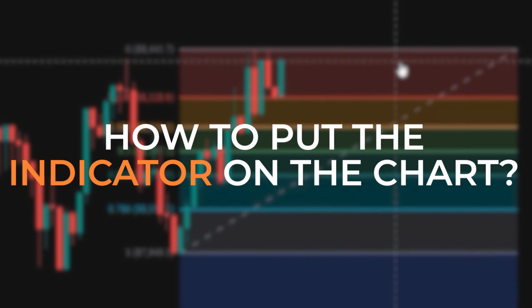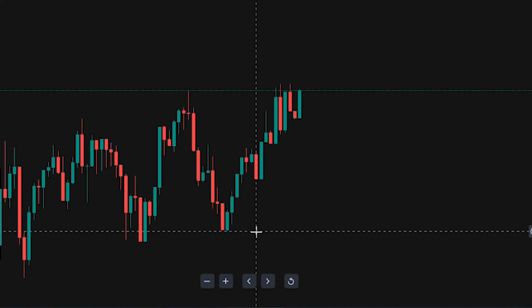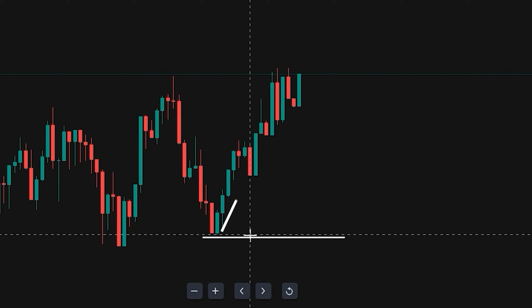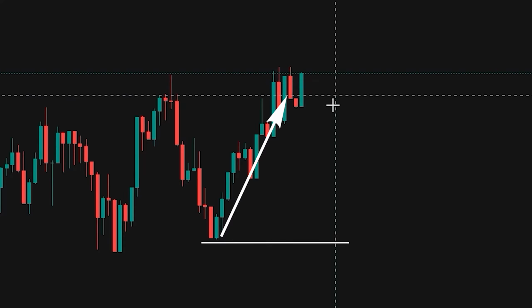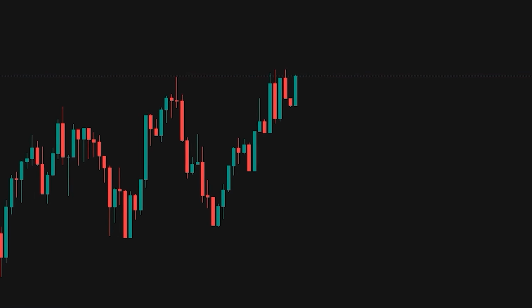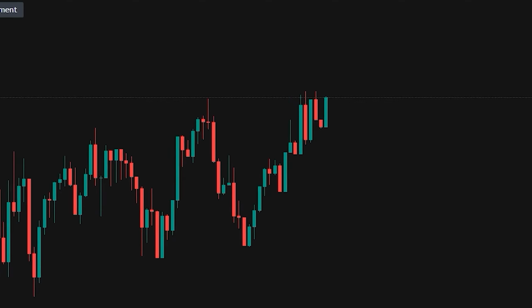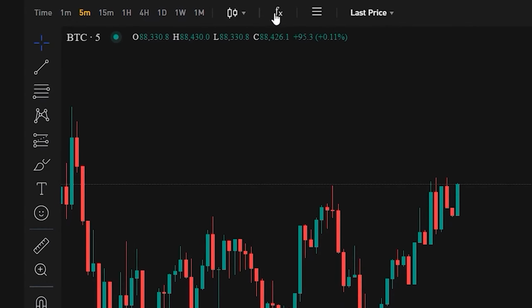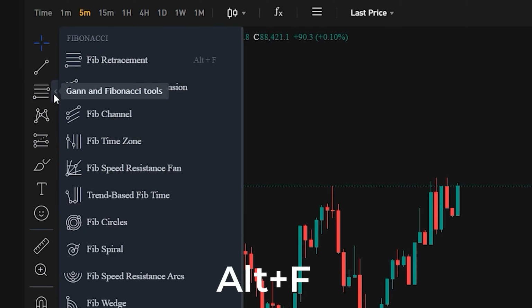How to put the indicator on the chart? We need to find, first of all, a local trend. We need to see the beginning of the trend on the chart. And we set Fibonacci levels on the local maximum and minimum. And we don't have to go to the indicators menu to apply Fibonacci levels. They are displayed here as a separate tool, and you can even call it with a quick Alt-F command.